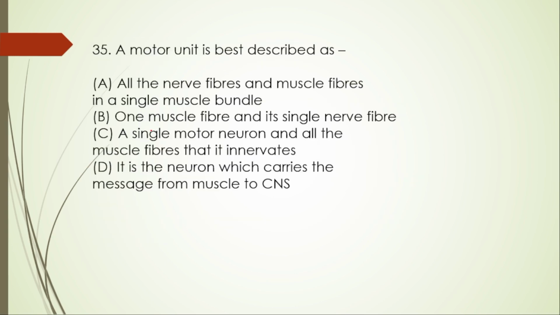Next, 35th one. A motor unit is best described as A. All the nerve fibers and muscle fibers in a single muscle bundle. B. One muscle fiber and its single nerve fiber. C. A single motor neuron and all the muscle fibers that it innervates. And then D. The neuron which carries the message from muscles to the CNS, central nervous system. So here the right option for the 35th one is C.